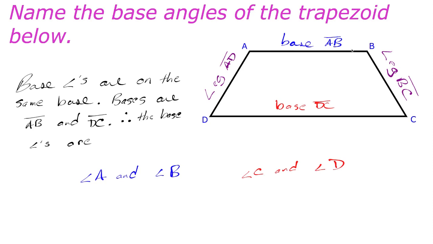The sides that are considered the bases are the parallel sides. The non-parallel sides are the legs. So that's how we can identify base angles of a trapezoid.